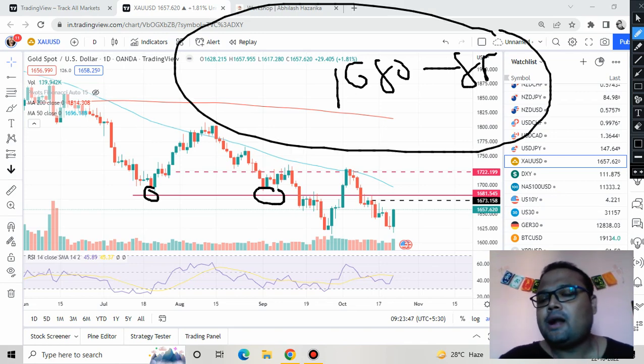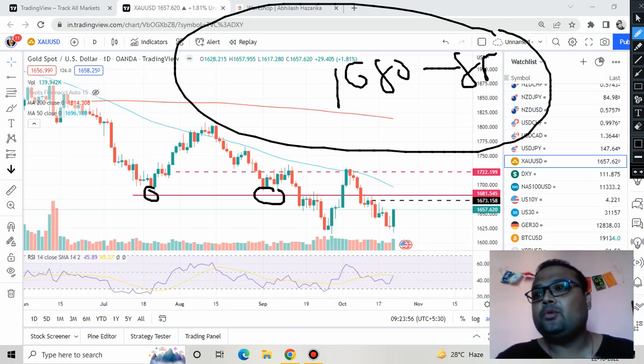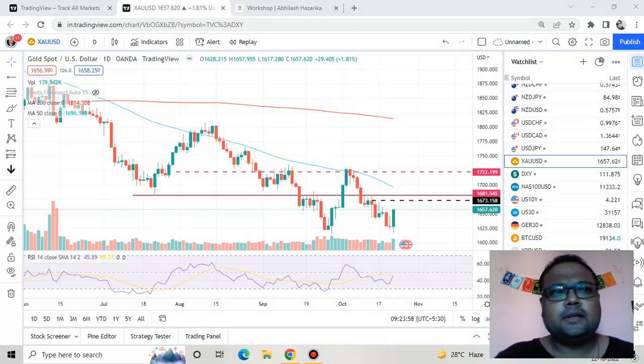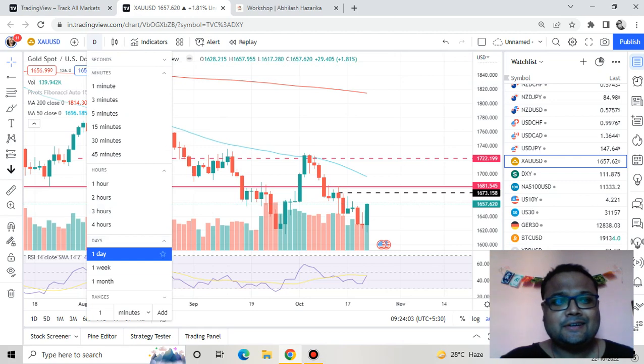So you need to mark 1720 to 1725, that particular range, and then you need to also mark 1680 to 85. These two are the important resistances for the market as of now. It looks like these resistances are important.